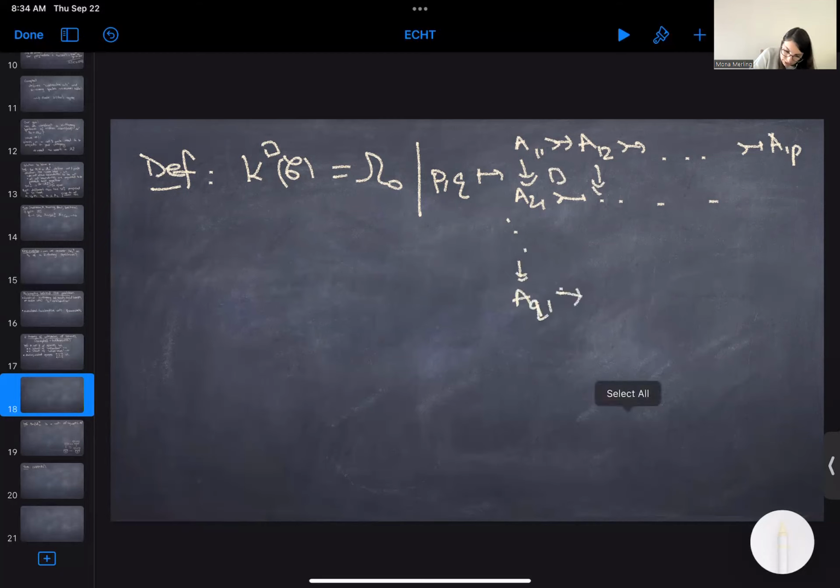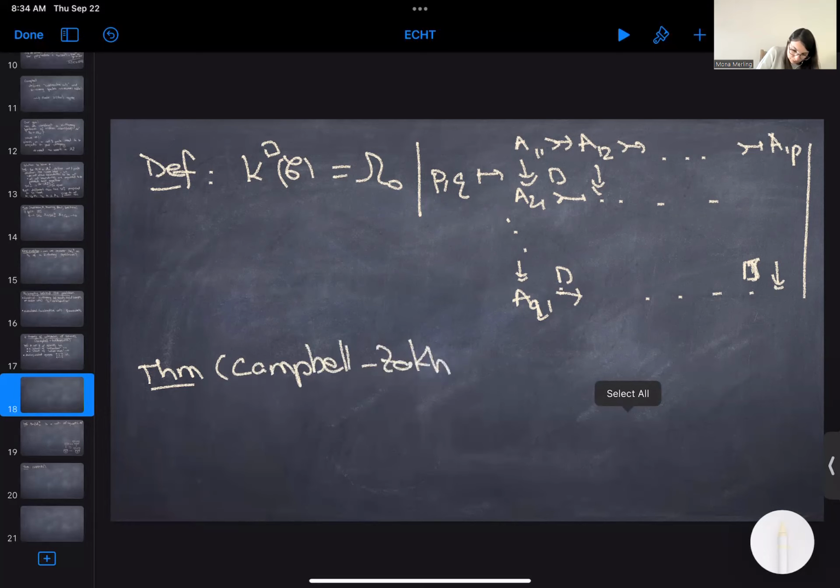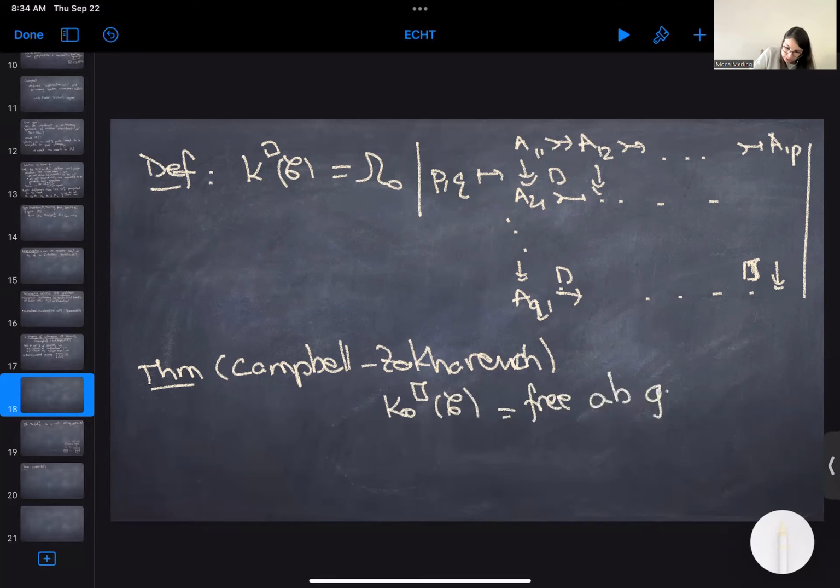Okay, so everything here is distinguished square. Now, the theorem of Campbell and Zakharevich was that exactly this definition, that K-naught square of C is the free abelian group on objects of C, mod the relation.